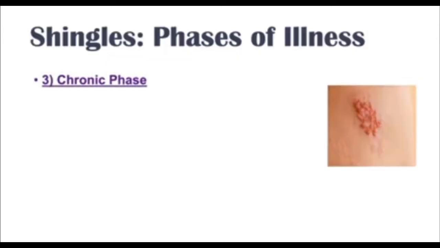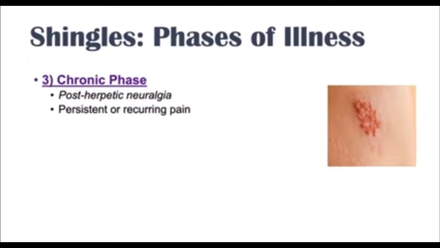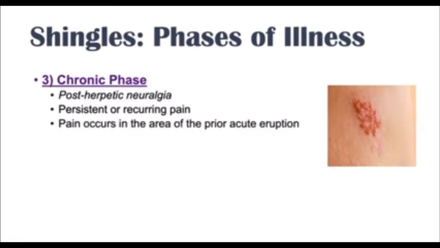Now, the last phase of shingles is what we call the chronic phase. So after that 2 to 3 days of acute eruptive phase where the vesicles erupt, crust over, and involute, we can get what we call post-herpetic neuralgia. So we can still have nerve pain even without that eruption. This can be a persistent or recurring pain, so that one area where it had erupted originally will continue to have pain or an intermittent recurring pain.